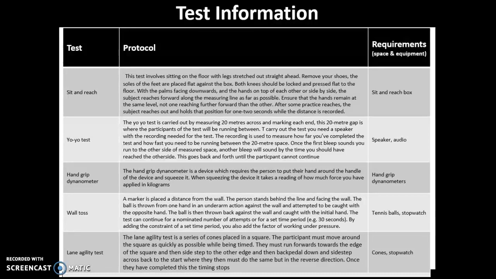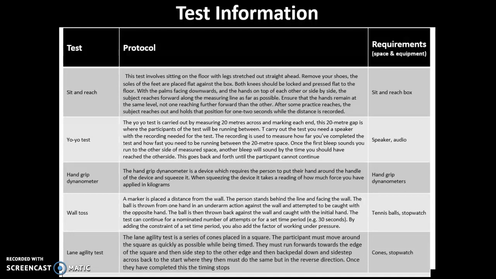So for this, you need a speaker that plays the audio, and then it's an audio with the amount of stages that the client's completed. So as the stages progress, the bleep sound gets more frequent. So the time you have to run between the 20-meter gap is shortened, and therefore the test becomes harder.